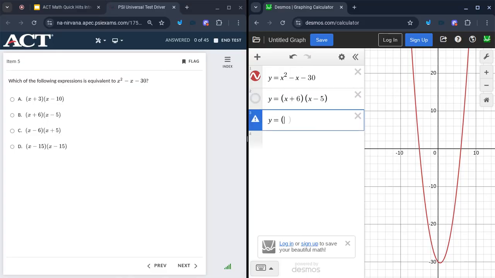y equals x minus 6 times x plus 5. And notice that green one lines up perfectly, right? I can turn it off and turn it back on and notice that it lines up exactly with the red one. Now you could keep going, right? You could try the next one and see if it works out. That would take a little bit more time. I'm pretty happy knowing that it does match up perfectly. So we are on to choice C.